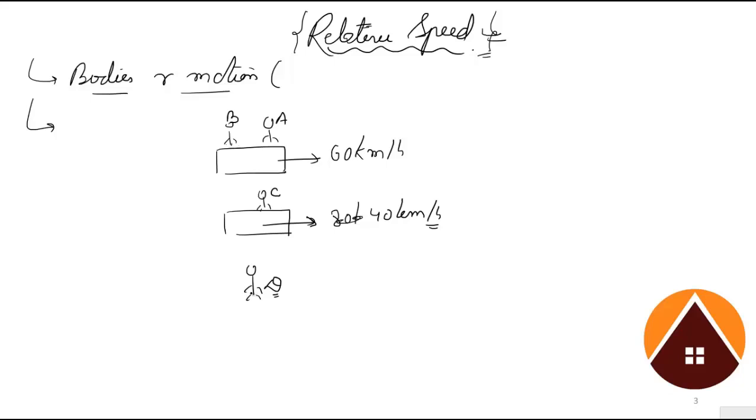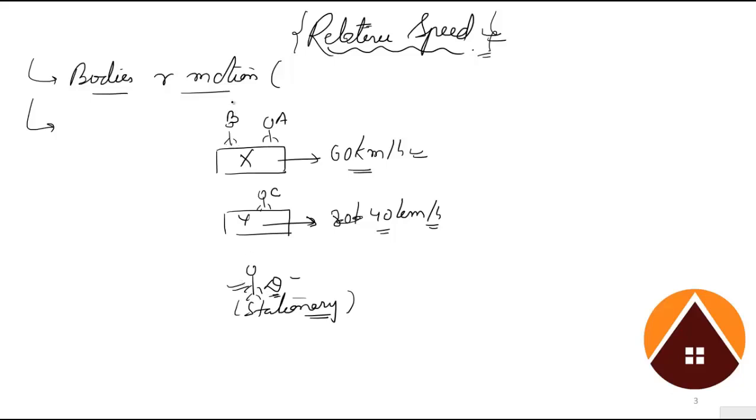If I ask this person D, what is the speed of car Y, then this person will tell 40 km per hour. So this 40 km per hour is the actual speed told by this stationary observer. If I ask D what is the speed of X, then D will tell 60 km per hour. Again, this is the actual speed seen by this person D.